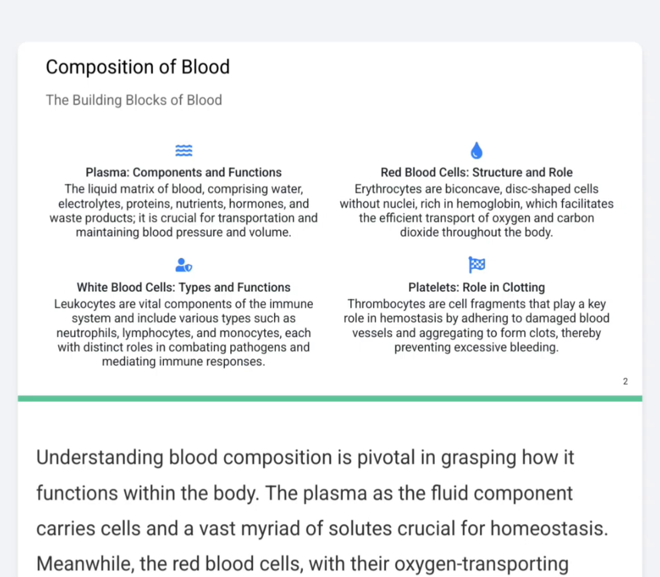Platelets, role in clotting. Thrombocytes are cell fragments that play a key role in hemostasis by adhering to the damaged blood vessels and aggregating to form clots, thereby preventing excessive bleeding.